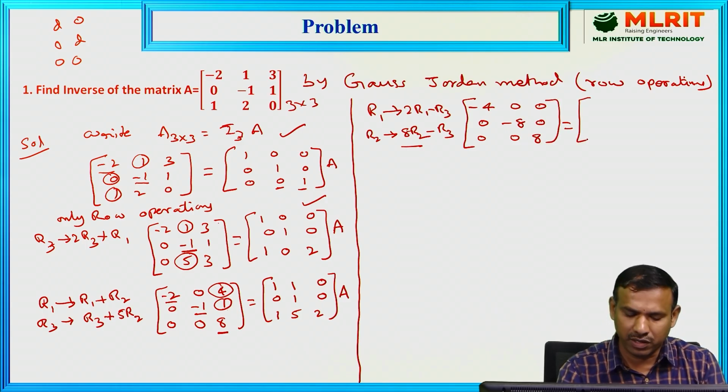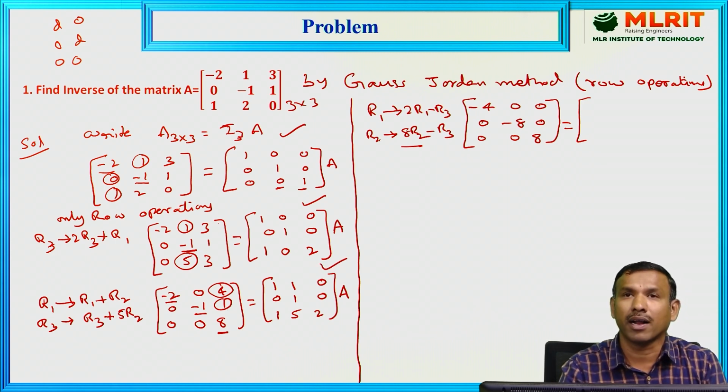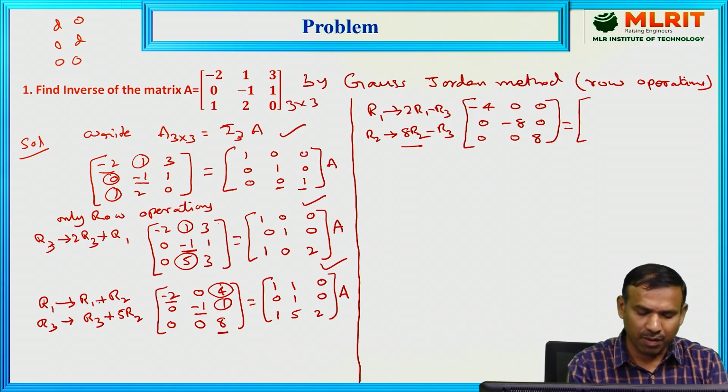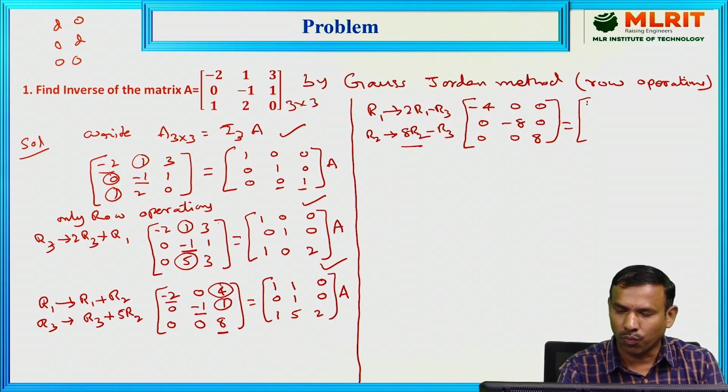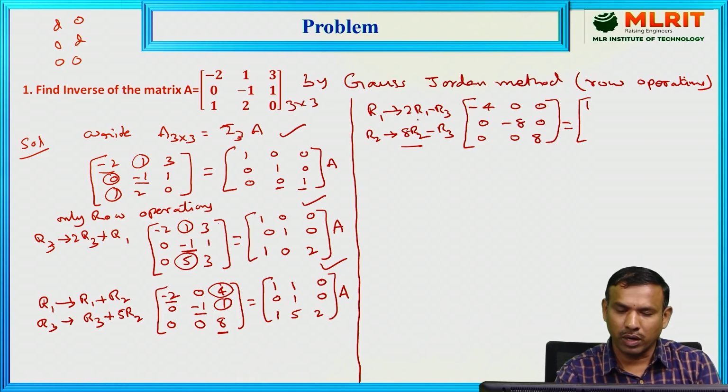Next, on the right-hand side, the same identical operations should be applied. Now, first row, same operation, 2R1 minus R3. So, that is 2 into R1, 2 into 1, 2 minus 1, 1.